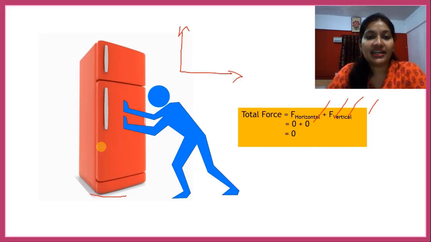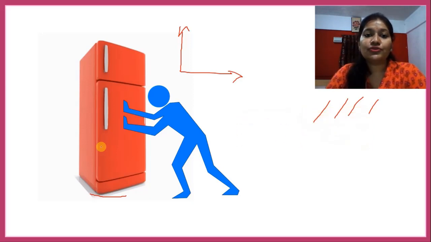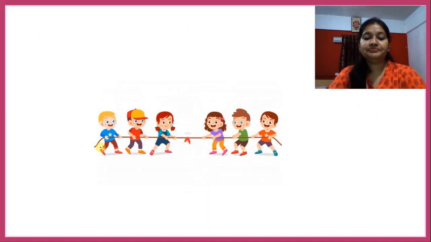As the total net force acting on the refrigerator is 0, therefore I am not able to move the refrigerator. Again an example of balanced force. And these types of forces are called balanced forces because they balance each other. Clear? Okay, now let's move to the third example.